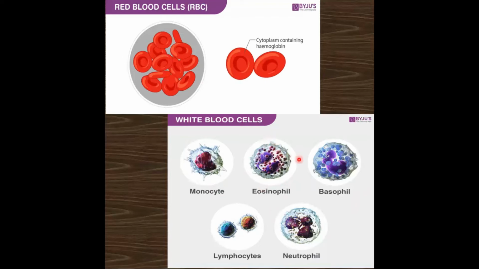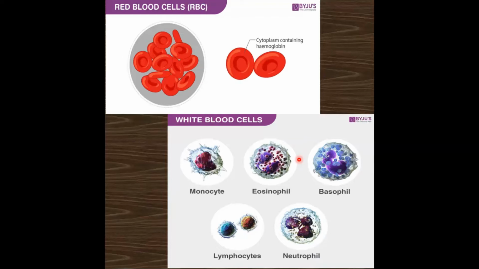So they are granulocytes. Granulocytes are actually leukocytes with the presence of granules in their cytoplasm. The granulated cells include eosinophil, basophil, and neutrophil. While agranulocytes are leukocytes with the absence of granules in their cytoplasm. So agranulocytes are further classified into monocytes and lymphocytes.